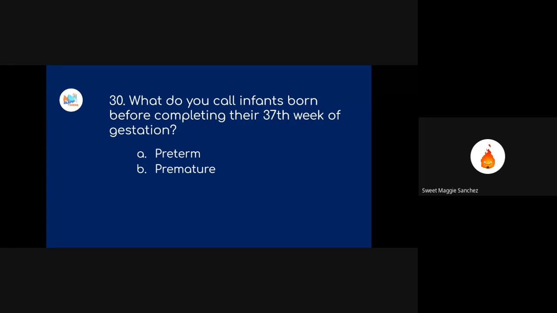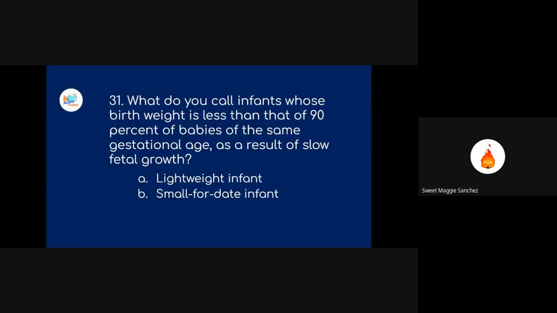Okay, timer stops. Question 31. What do you call infants whose birth weight is less than that of 90% of babies of the same gestational age as a result of slow fetal growth? Is it A, lightweight infant, or B, small for date infant?